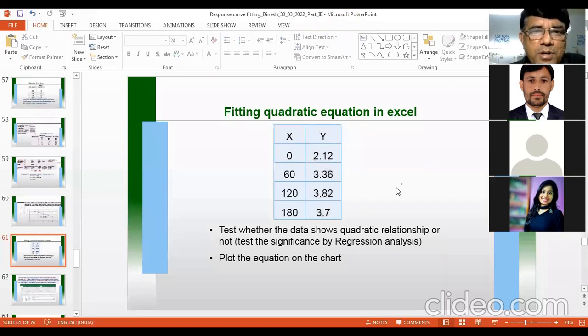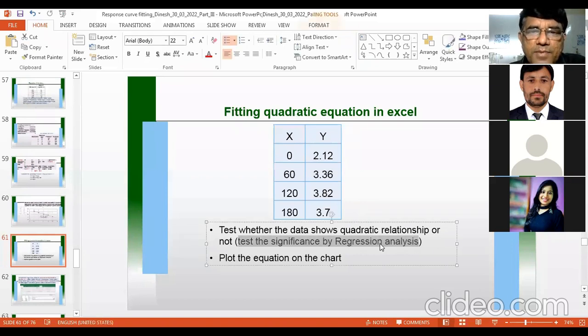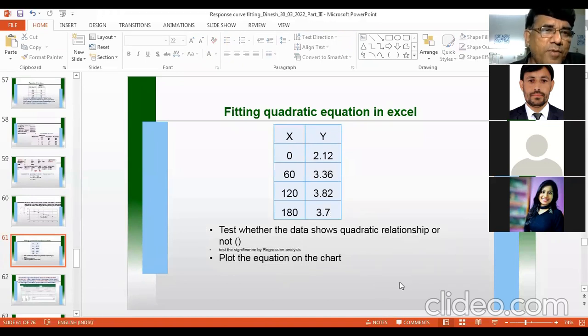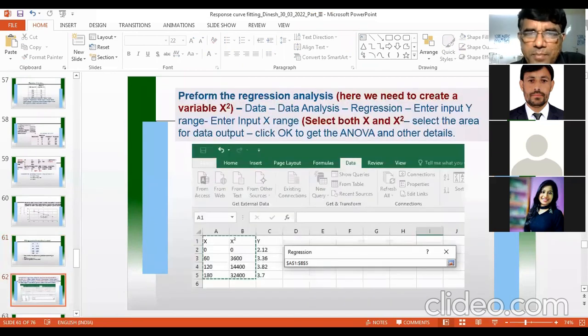Now here you are going to fit a quadratic equation. I have already tested that it is not a linear relationship. Therefore, straightaway test whether the data shows a quadratic relationship or not. Test the significance by regression analysis, plot the equation, and once you have plotted the equation, you can work out the economics also, like I have told you in the last example.